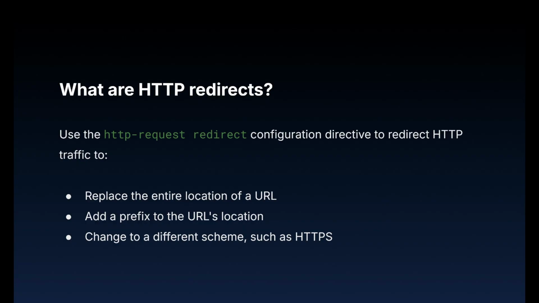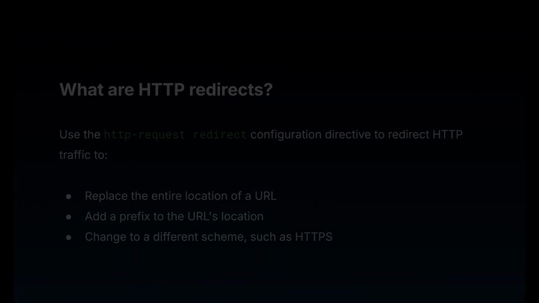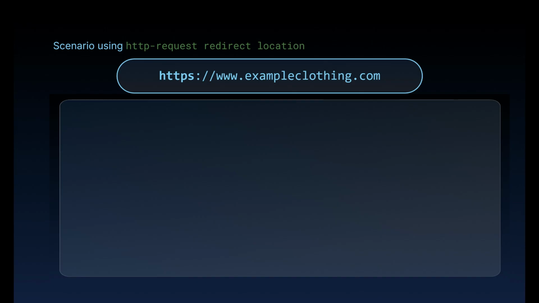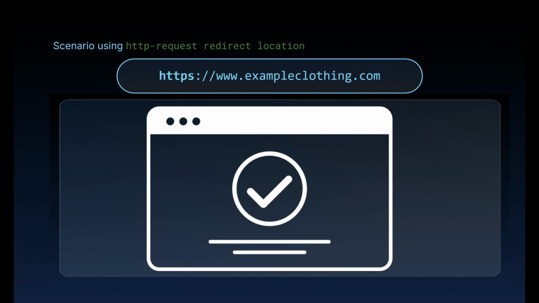Let's examine one of HAProxy HTTP redirect's parameters to find the solution to our scenario's problem. Use the location parameter to permanently move the URL from http://exampleshirts.com to https://exampleclothing.com, returning a successful code 301. With the location parameter in place, your users will be routed to exampleclothing.com even if they try to access exampleshirts.com. There's no errors nor downtime for sales. Everyone is happy.